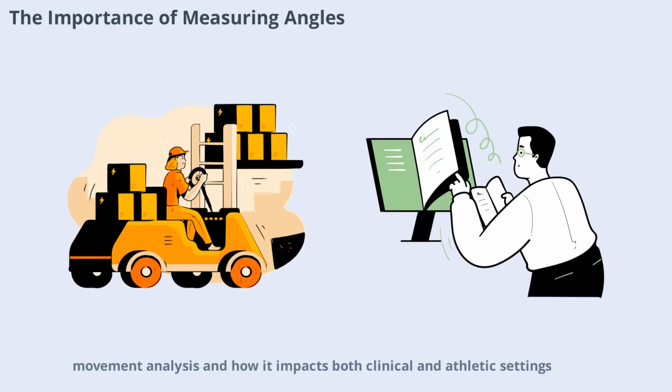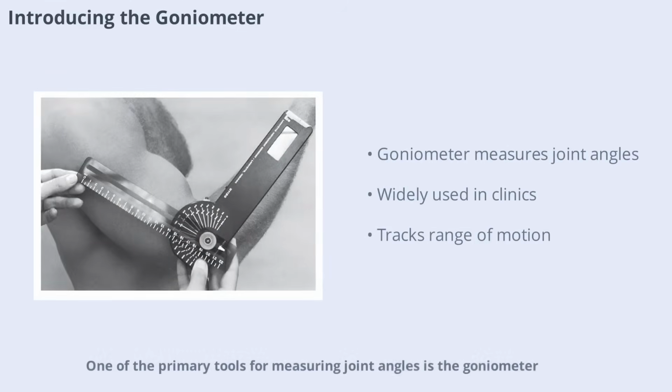clinical and athletic settings. One of the primary tools for measuring joint angles is the goniometer. This simple yet effective instrument is widely used in clinical and research settings to assess the range of motion at various joints. By aligning the arms of the goniometer with the bones forming a joint, practitioners can read the angle directly. This process is vital for tracking changes over time, especially during rehabilitation or athletic training. Let's take a closer look at how a goniometer works and why it's so valuable in biomechanics.